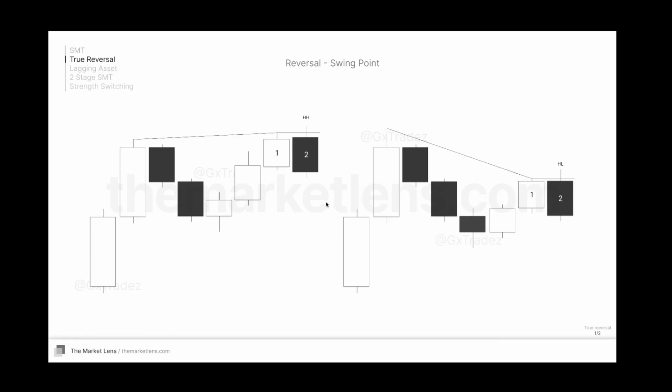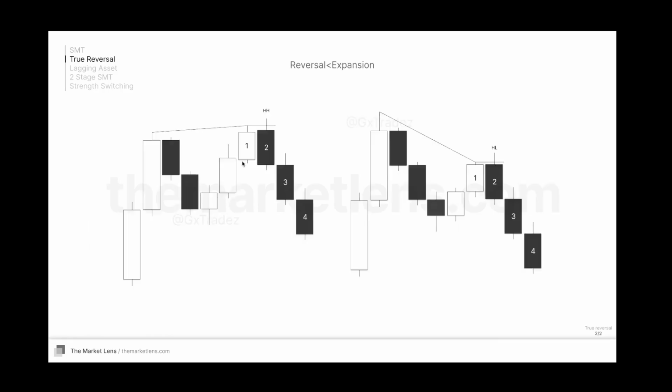So I know a lot of the times some people see that I use the SMT, but they're like, where's the key level though? It's like, this is the key level. SMT is a key level in a sense because one asset is sweeping. So this is the first thing we do. We look for a swing point.